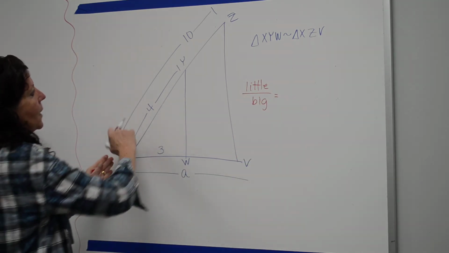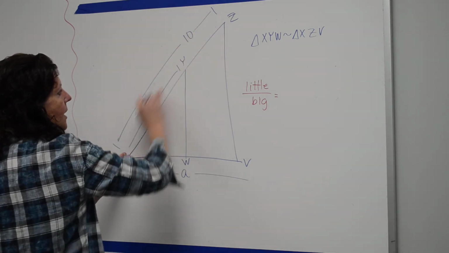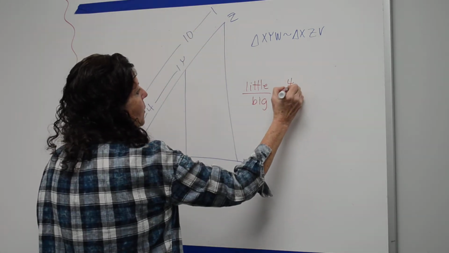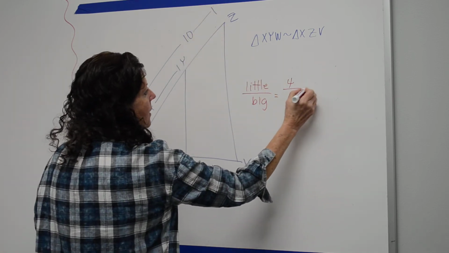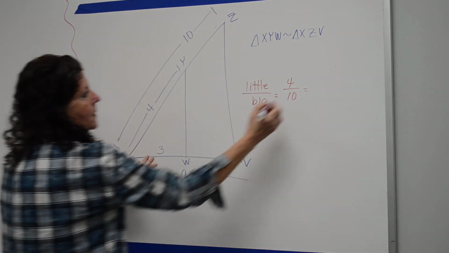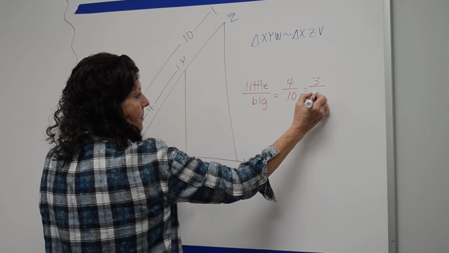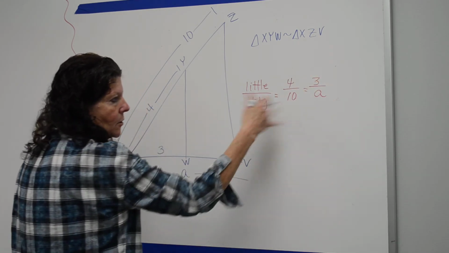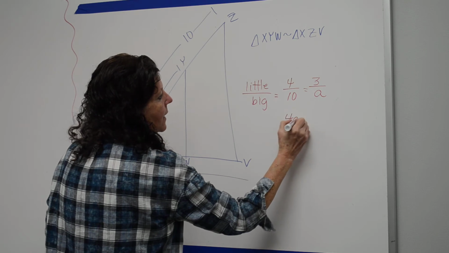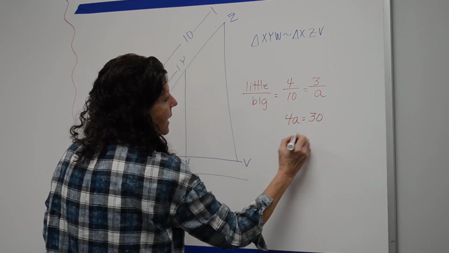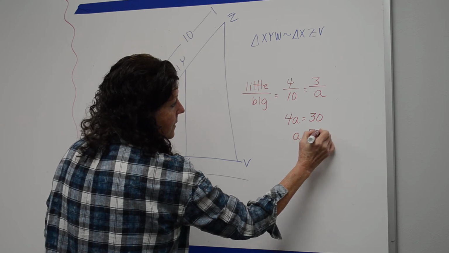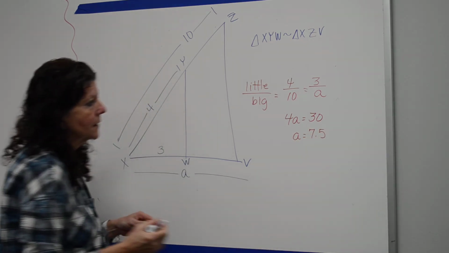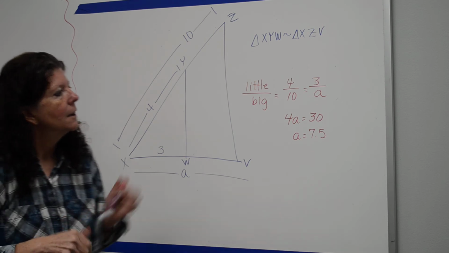The one thing that I know the sides on both is this top side on both. So 4 from here to here is similar to the 10. And I want to know the bottom. So 3 is comparable to the A. So I'm going to cross product. I get 4A is equal to 30. I'm going to divide. It's going to go in there 7.5 times. And that's going to be my answer for that.